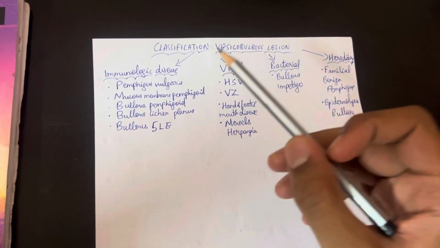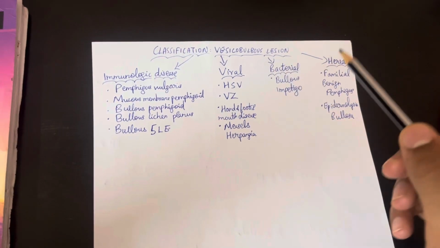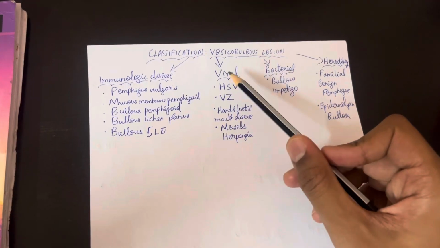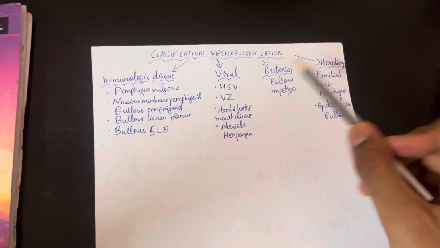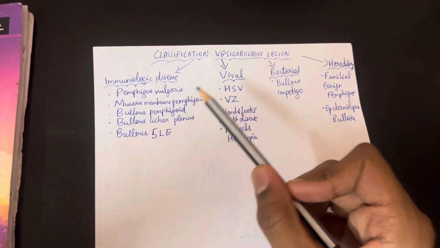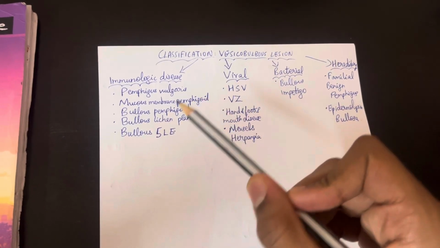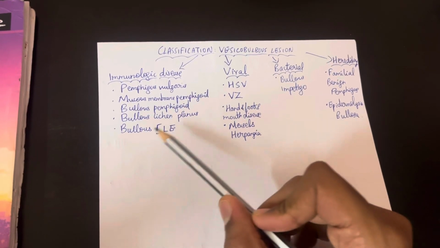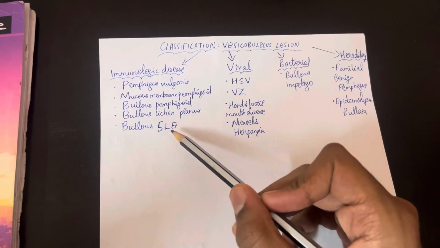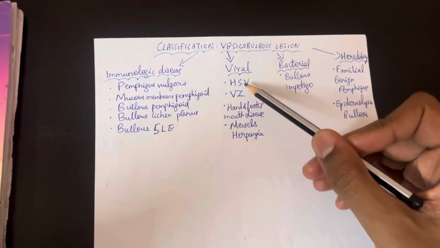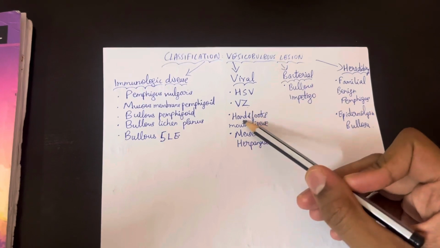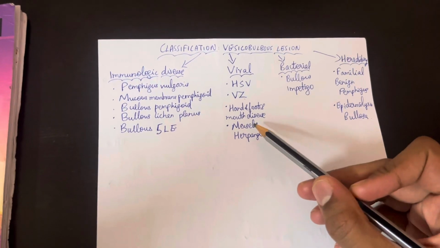Alright, now let's see the classification of vesiculobullous lesions. They are classified into immunological, viral, bacterial, and hereditary. Under immunological, we have pemphigus vulgaris, mucous membrane pemphigoid, bullous pemphigoid, bullous lichen planus, and bullous systemic lupus erythematosus. And then under viral we have herpes simplex virus, varicella zoster, hand, foot, and mouth disease, measles.